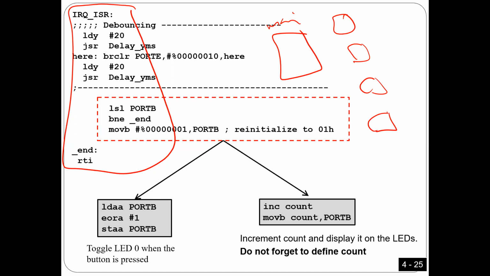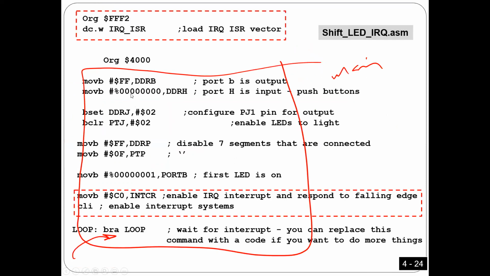Let me say it again, because this is important. Your program is not going to be written in one place anymore. You are going to write one task in the main program, one task in one interrupt subroutine, one task in another interrupt subroutine, and so on. Okay, so let me see what we have to write in the main program.